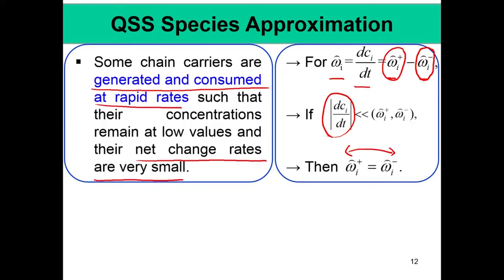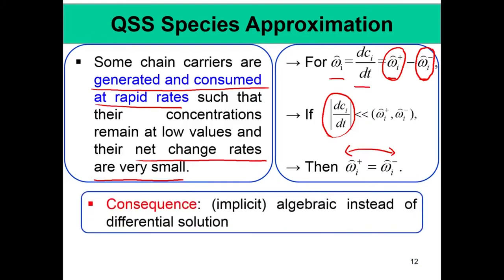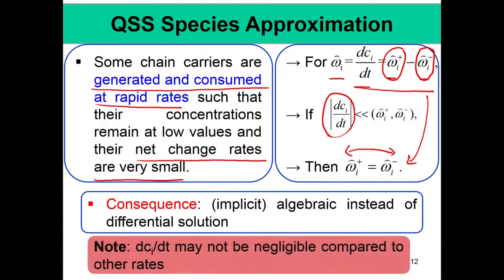But it is very, very important to note that this is true in this equation only. It does not mean that dCi/dt is equal to 0 universally. Okay. dCi/dt is not 0 at all, and it may not be negligible either when you compare it with other rates, which can be a reaction rate or the species production rate. So, you have to be very careful about this.